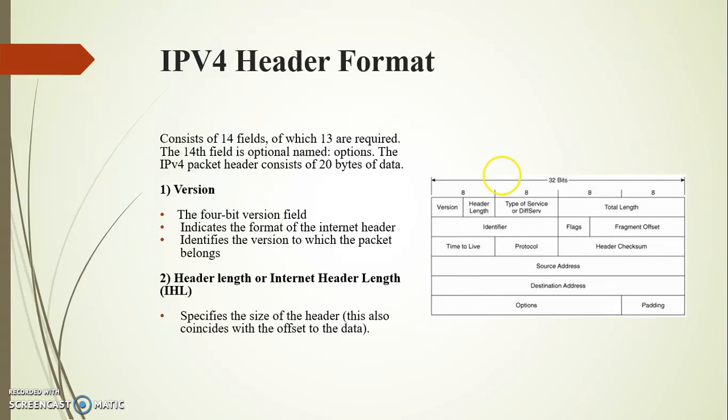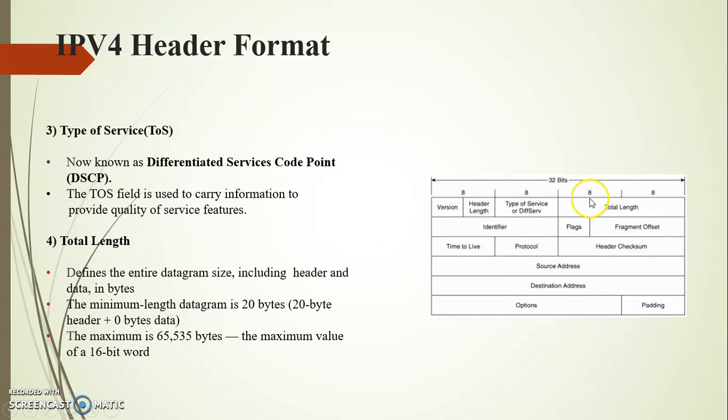Then is the header length. Here in this diagram you can see the header length field. It specifies the size of the header. This also coincides with the offset to the data. It defines the length of the datagram header. Then the type of service, which is 8 bits. It tells the network how to treat the IP packet, now known as the differentiated services code point. The TOS field is used to carry information to provide quality of service features.